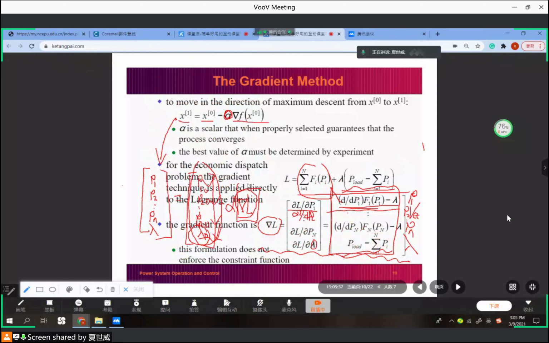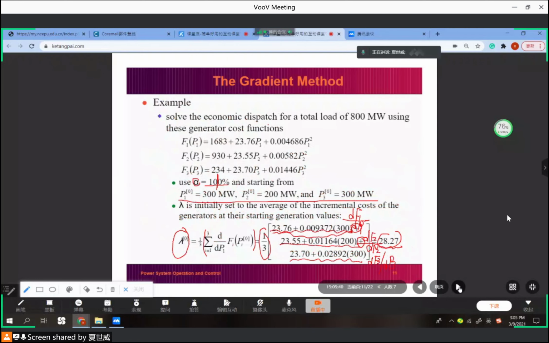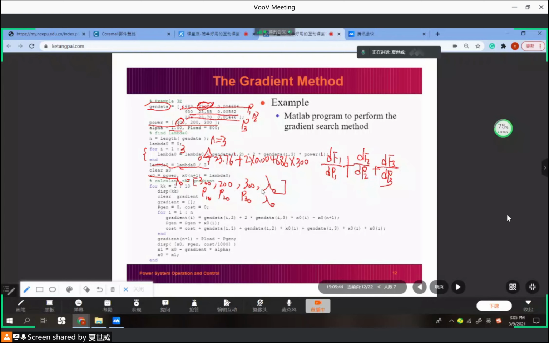Next, we should calculate the first order derivative of L. Let me show how to calculate this. For kk from 1 to 10, this kk just means iterations. That means the program will stop at kk equals 10. This DISP kk just means display. It doesn't have a physical operation. So next, the gradient equals blank, and we have a new value p10 equals 0 and cost equals 0.